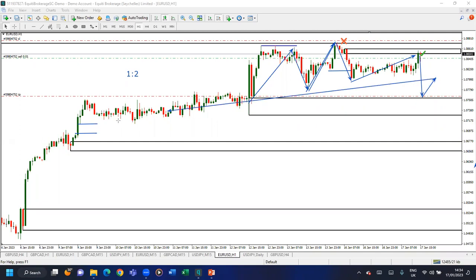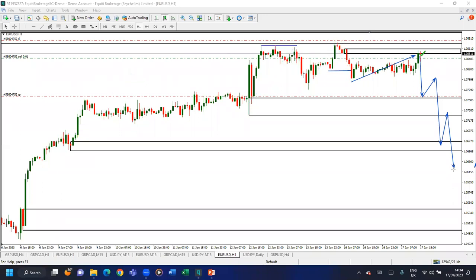Price coming down to fill this fair value gap, then trade into this liquidity. So trade into this other block, then give us a 50% Fibonacci retracement, then make all the way down. Okay.